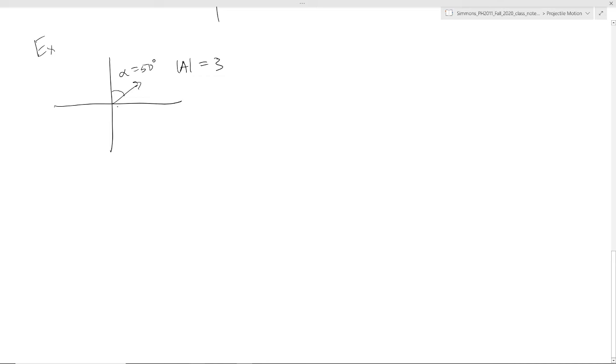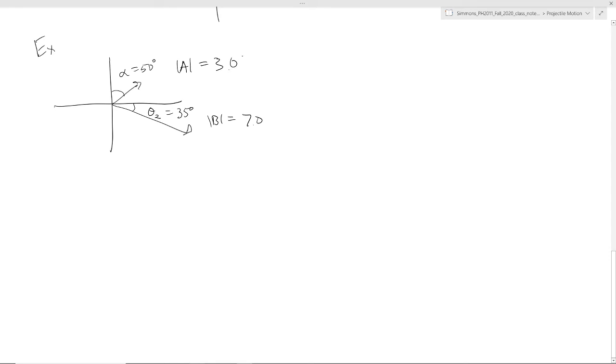And the other vector is going to be pointed like this. And this is going to be theta 2. And the length of B here is going to be 7. And this theta 2 is going to be 35 degrees. So we're going to do an example with some actual numbers here.